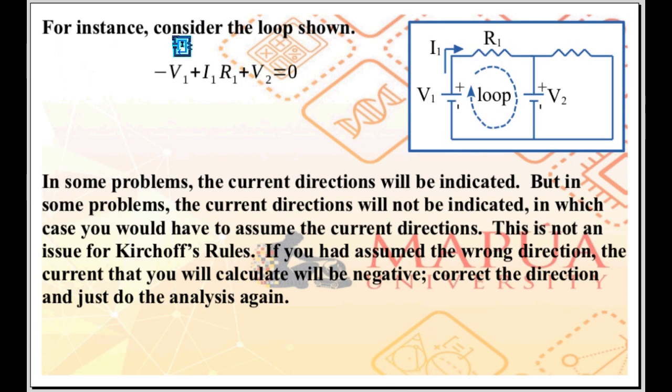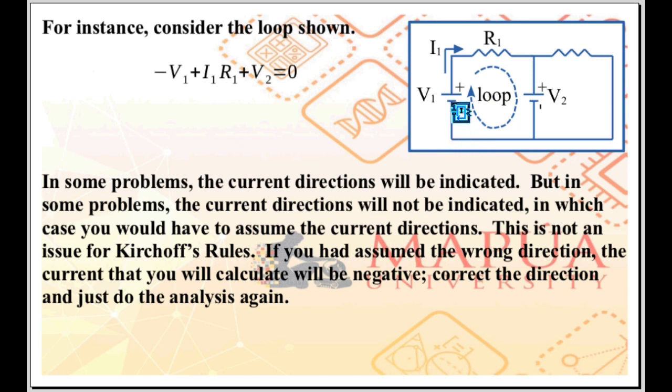For instance, consider the loop shown. We have the following circuit. We have voltage V1, voltage V2, and resistance R1. And in this particular part of the circuit, you have current I1 flowing through the wire. Starting at this point, then going around the circuit, we end up back at our starting point. We have one loop.